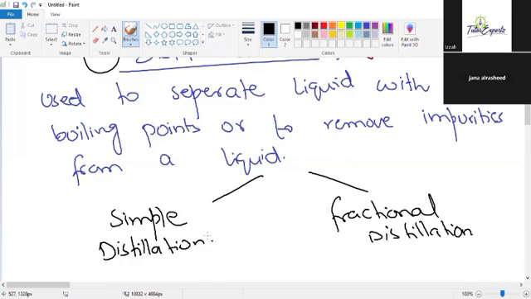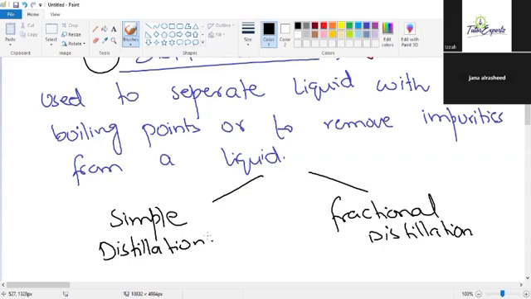So simple distillation, as I just told you, is simple: the components of a liquid mixture are separated on the basis of their boiling points. I have given you the example. If you're separating water from alcohol, water boils at 100 degrees, alcohol boils at 78 degrees. So the alcohol will evaporate first, because the lower the boiling point, the sooner it evaporates.